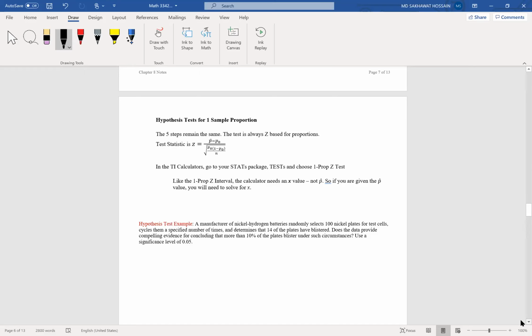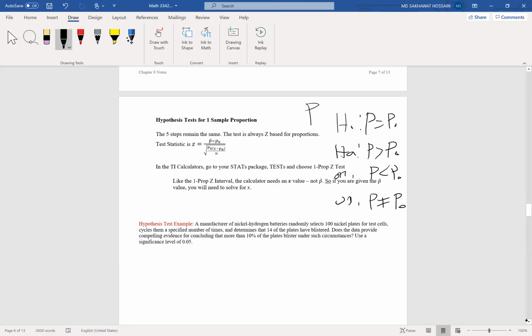So what is the test statistic for one sample proportion? The parameter is P, which is the proportion, and the hypothesis in this case is P equals P naught, and the alternative will be either P is greater than P naught, or P is less than P naught, or P is not equal to P naught. It's also similar to the population mean. The difference is the test statistic.